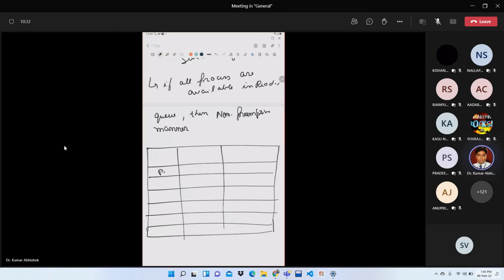There are 6 processes. This is my process ID. Then I have arrival time. The arrival time is 0, 1, 2, 3, 4, 5. Burst time is 8, 4, 2, 1, 3, 2. Fine. So now see. This is how it is there.